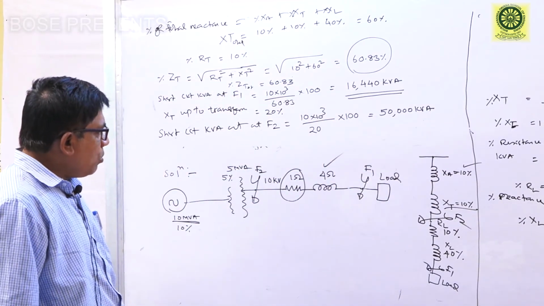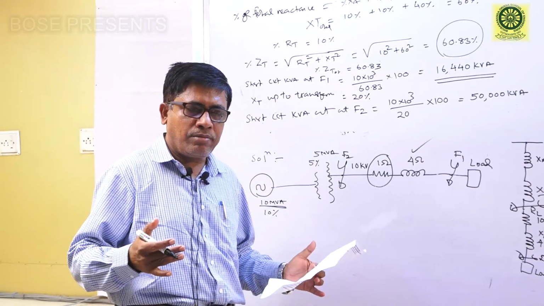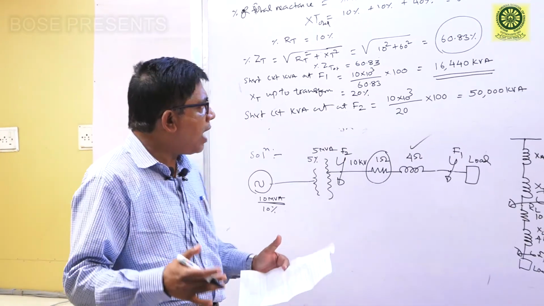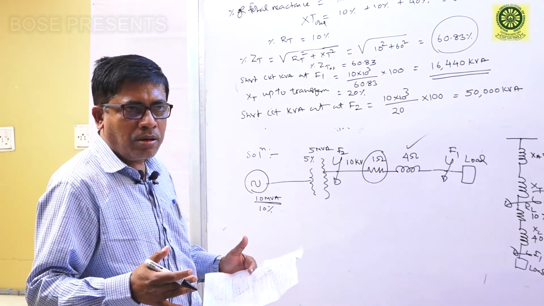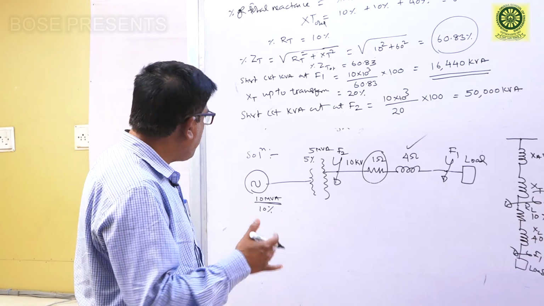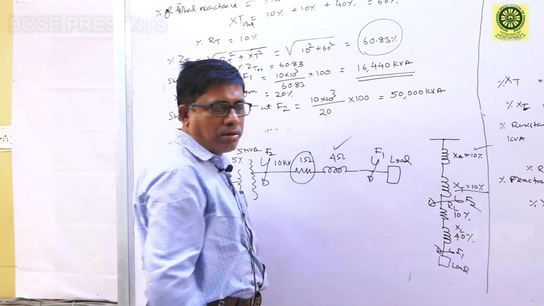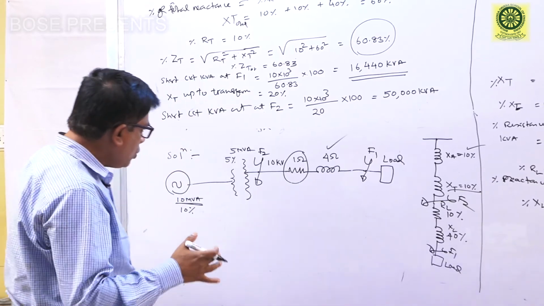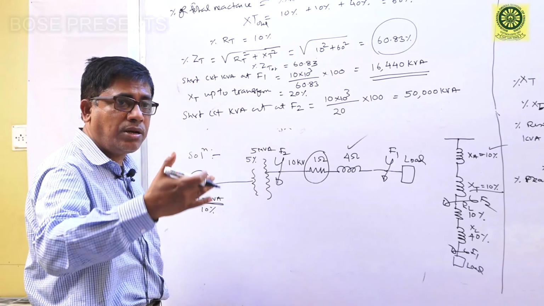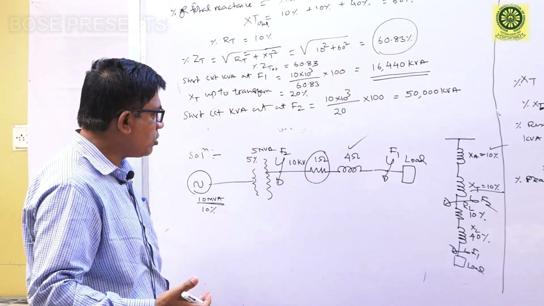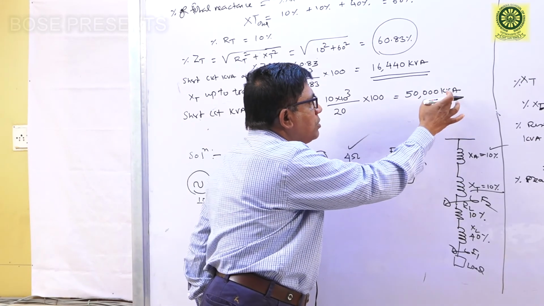So when the transmission line is shorted at the load end, I have calculated the short circuit KVA coming from the alternator is 16,440 KVA, and when shorted at the high voltage side of the transformer, short circuit KVA fed by the alternator is 50,000 KVA.